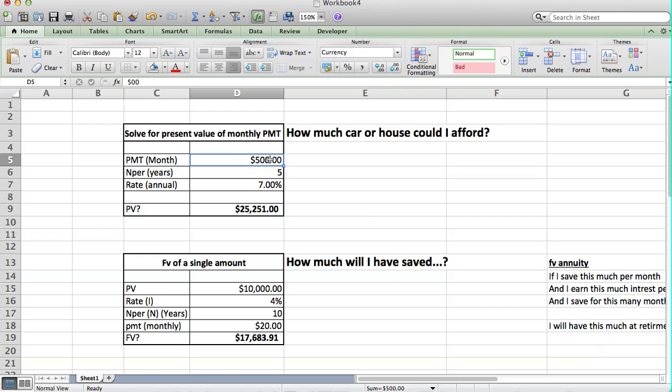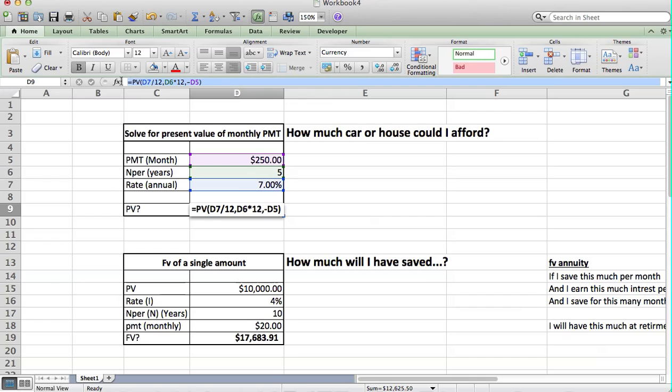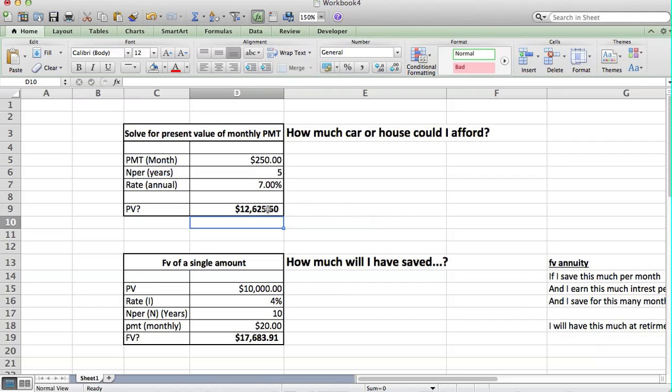So let's say I could, for example, afford a $250 car payment. The number of years that I would carry that car loan over is 5 years. And then I have a rate, which is the interest rate on the loan, at 7%. And then in here, as you can see, I have a present value formula that takes all those things into consideration, and it calculates the amount of a loan that I could afford. So if I could afford a $250 car payment each month after doing some budgeting, then I would be able to afford a car that was in the $12,500 range.